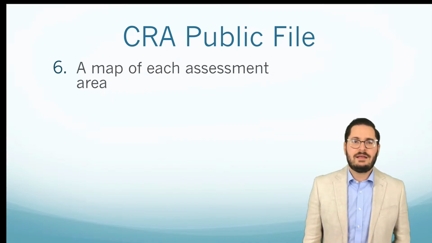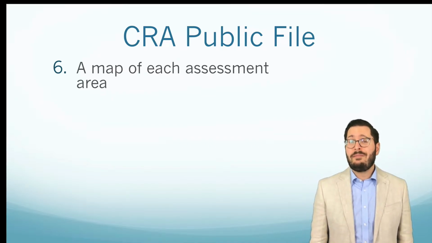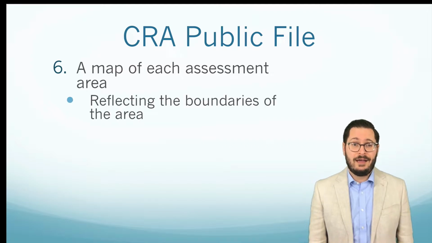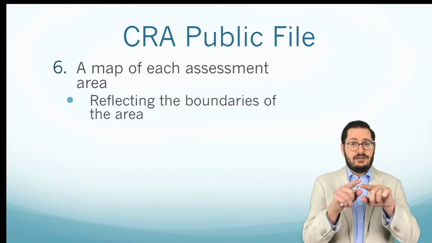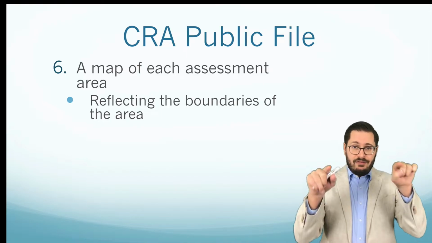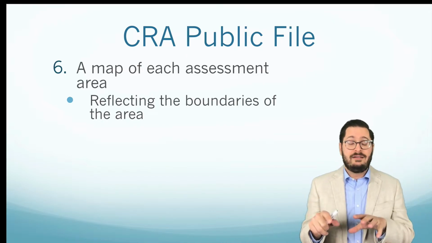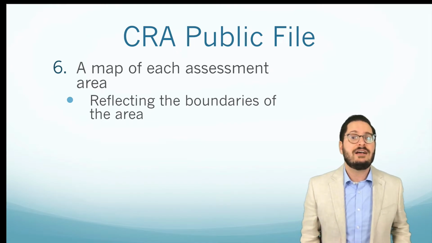The sixth thing that has to be in the CRA public file is an actual map of each assessment area. So what you're going to have is a map that reflects the boundaries of your assessment area. So if your county is square, you're just going to have a very square county. You may have a couple counties. You may have a couple assessment areas, so you'll have a couple of maps.